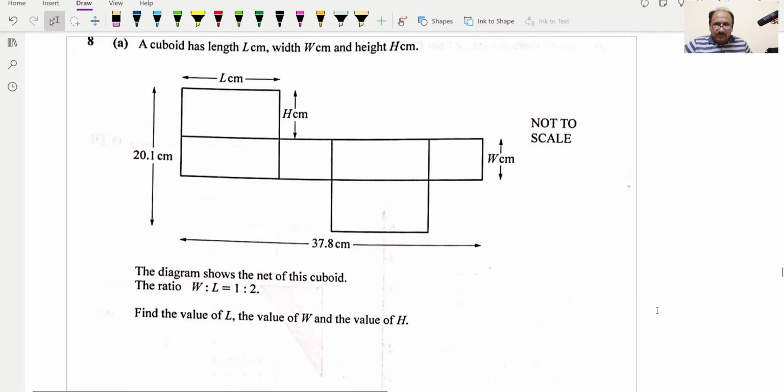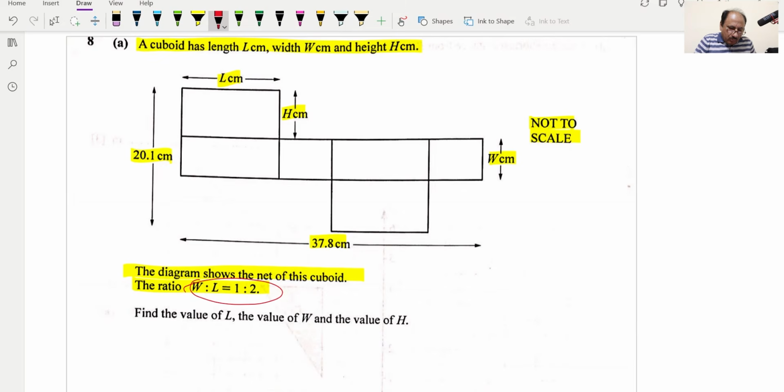Now this is question number 8. Question number 8 is basically a diagram which is not to scale, and a cuboid has length L centimeters, width W centimeters, and height H centimeters. This is L, this is H, this is W, and these measurements are also provided. And the diagram shows the net of this cuboid. The ratio they have provided, W to L is 1:2. This is important, which we will utilize. Find the value of L, the value of W and the value of H as well.